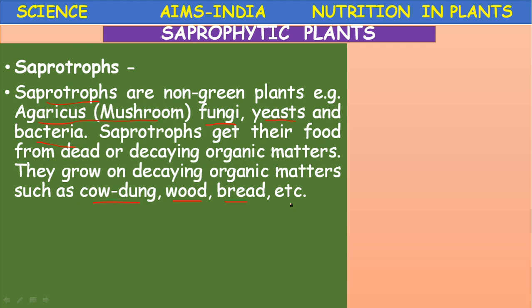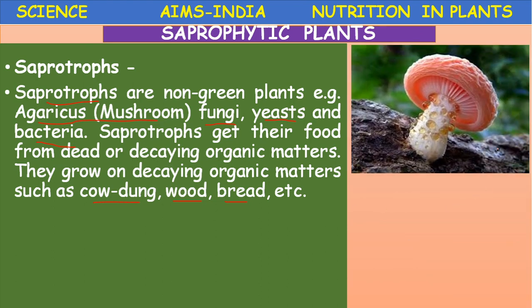Okay, what are saprotrophs? They are non-green plants. Example: fungi, like mushrooms, yeast, and bacteria. Bacteria is another organism, unicellular. So these saprotrophs get their food by decomposing the dead organisms. These organisms, saprotrophs, release certain chemical substances into the organic matter, so that they convert the complex substances into simpler ones, and they absorb through special structures.